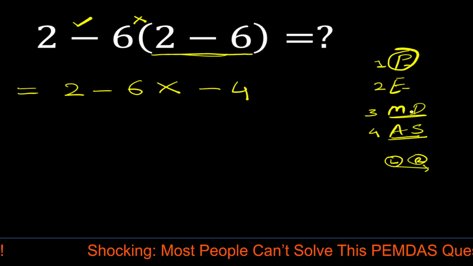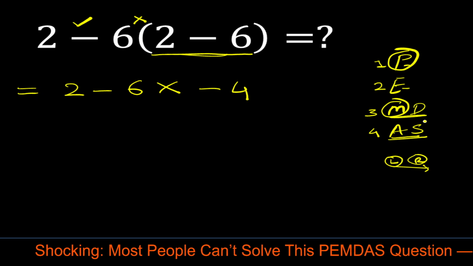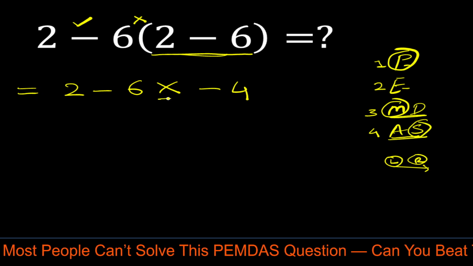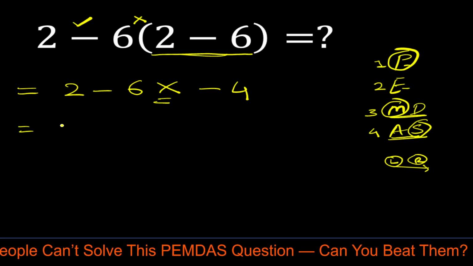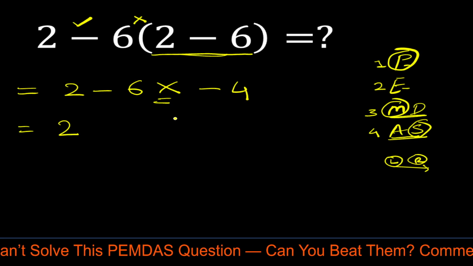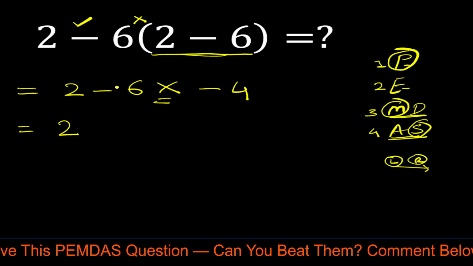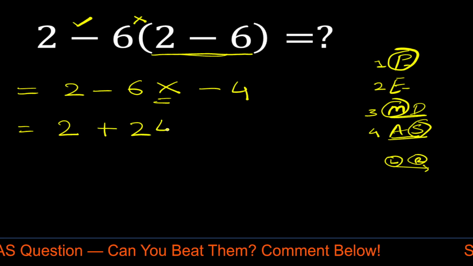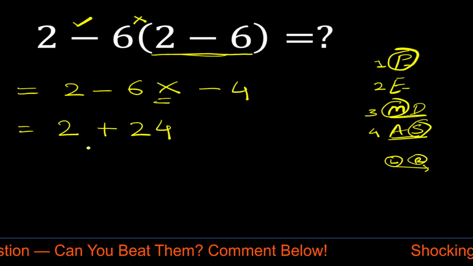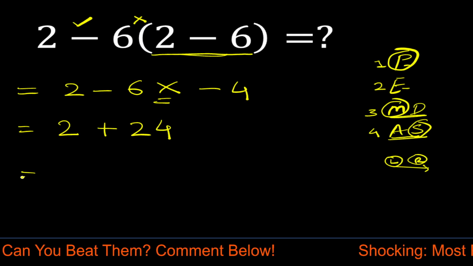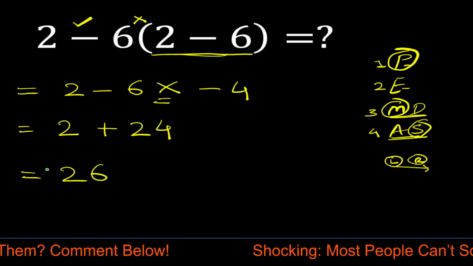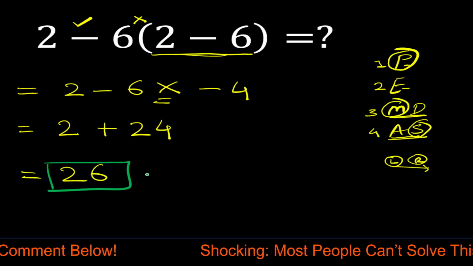according to the PEMDAS rule, first we have to solve multiplication, then we have to solve subtraction, right? So first we have to solve this multiplication. So 2, now minus 6 times minus 4 is equal to plus 24. Minus minus plus, right? So 2 plus 24 is equal to 26. So the correct answer is 26.